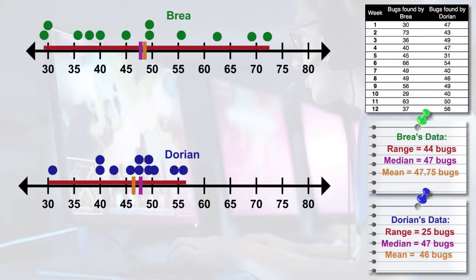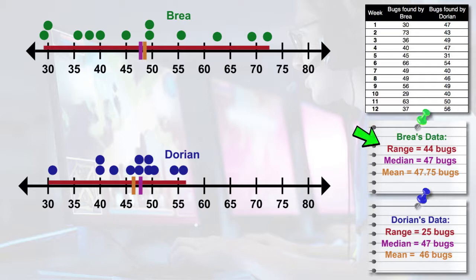Now, we need to look at all of our data and decide which employee should be promoted. Bria has a range of 44 and a mean of 47 and 75 hundredths and a median of 47. Dorian had a range of 25, a mean of 46, and a median of 47. Using this data, who should be chosen for the promotion?